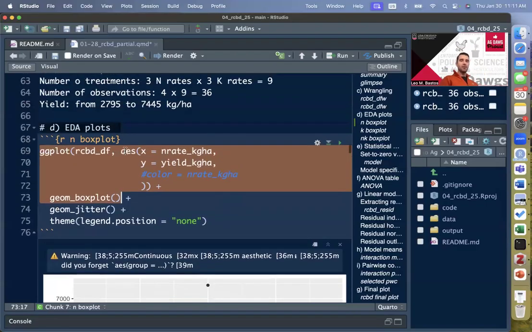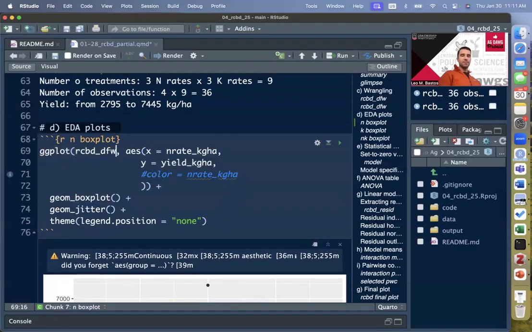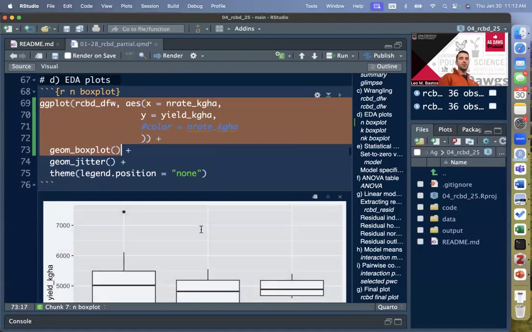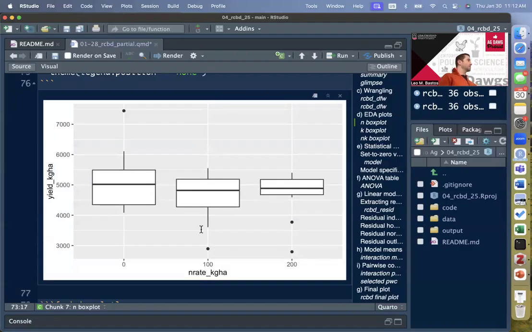So I'm going to come back here and re-add the right data frame, the DFW, where ggplot is giving you 3 box plots because it's looking at nitrogen rates and understands that it is a factor, a categorical variable, and giving you this distribution here.